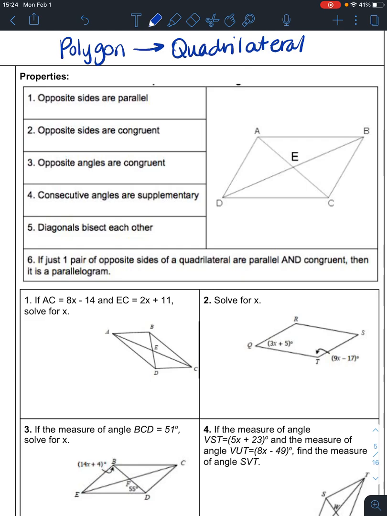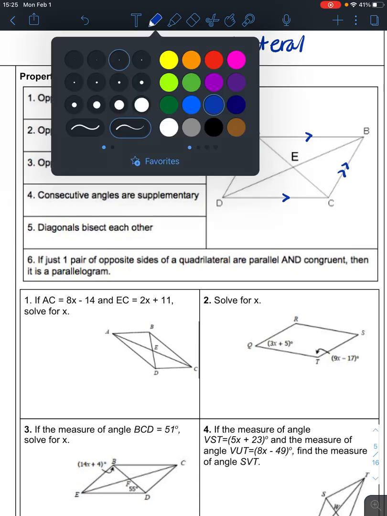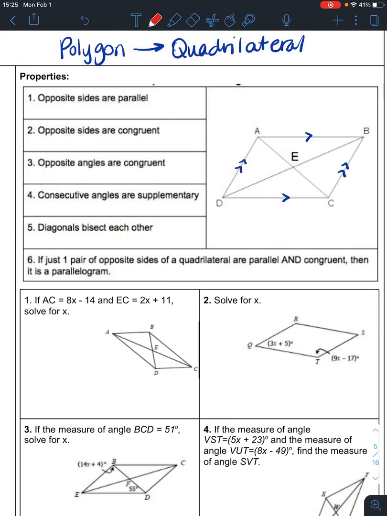To be a parallelogram, these are all of the qualities that are going to happen for parallelograms. 1, opposite sides are going to be parallel. So AB is going to be parallel to CD, and AD is going to be parallel to BC. Remember that your little arrows mean that your sides are parallel. So both pairs of opposite sides are going to be parallel.